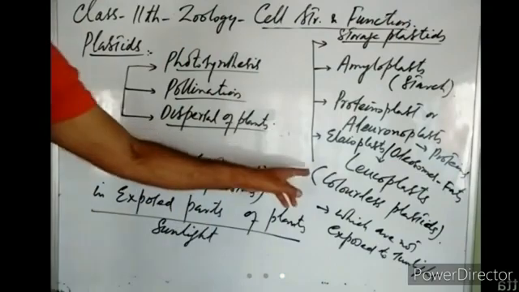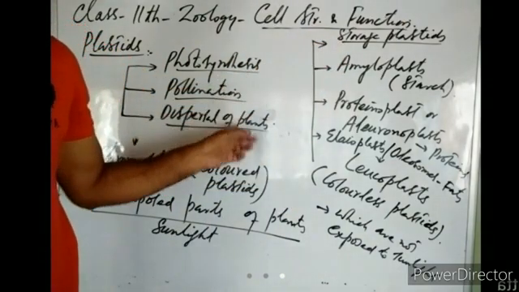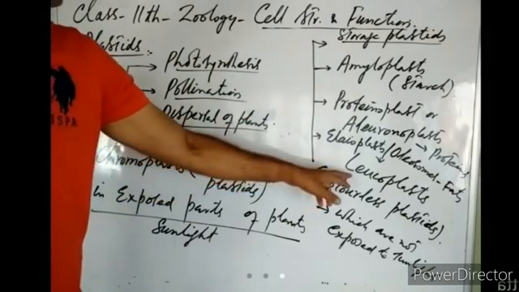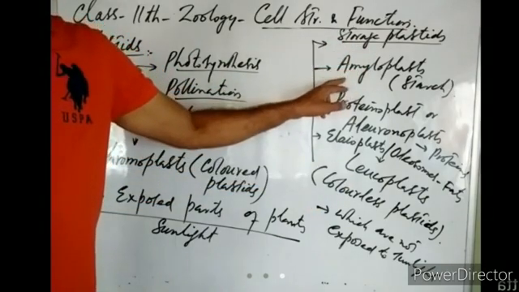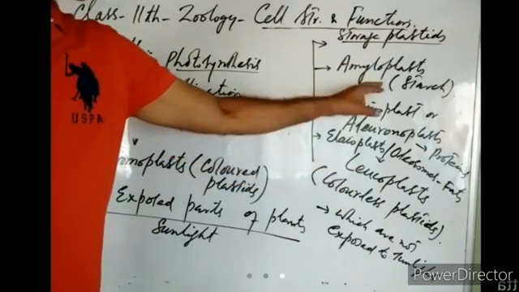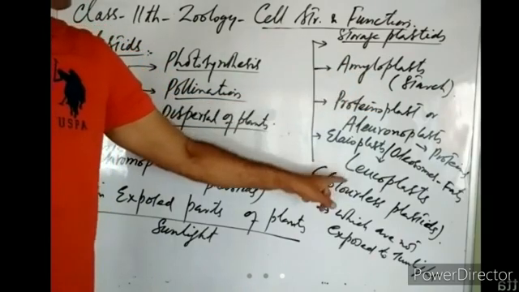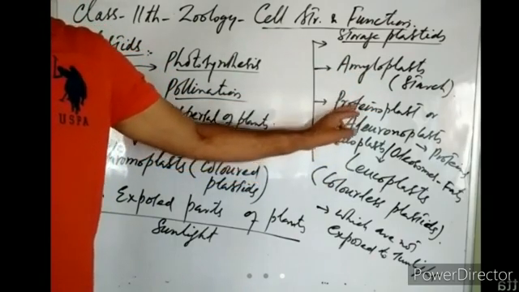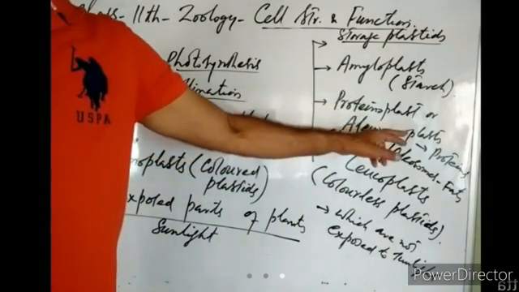So leucoplasts are storage plastids. They are not meant for photosynthesis, pollination, or dispersal. They store starches. A leucoplast involved in storage of starch is known as amyloplast. A leucoplast which stores proteins is known as proteinoplast, or eluranoplast.